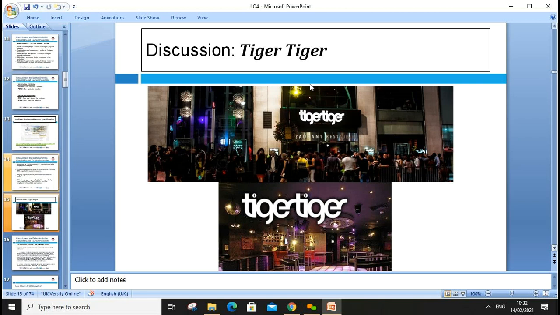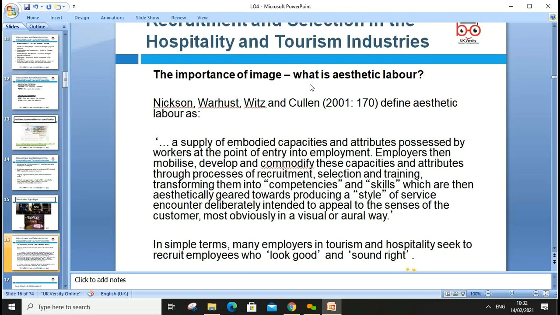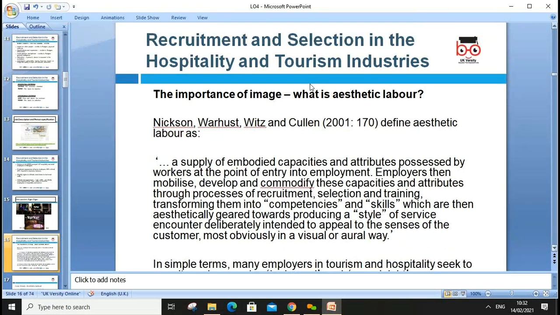For discussion, Tiger Tiger, one is the pub, and how they became successful. We can find the job, of course; due to COVID-19, maybe at the moment they're not recruiting because of the lockdown, but we can find all the job descriptions. You look around, okay, and do a bit of research about Tiger Tiger.